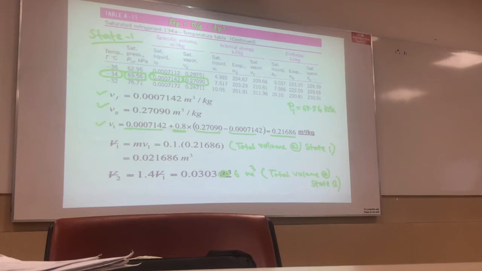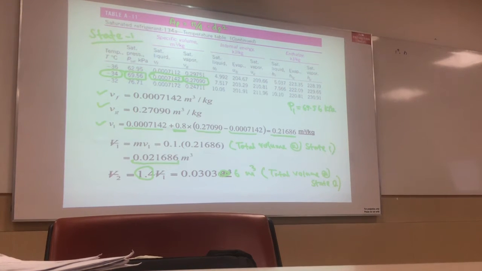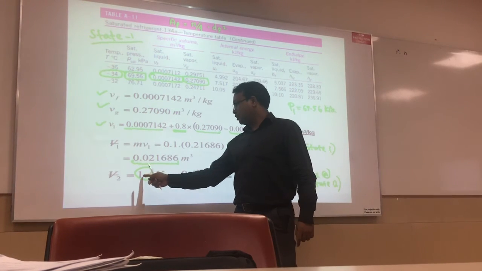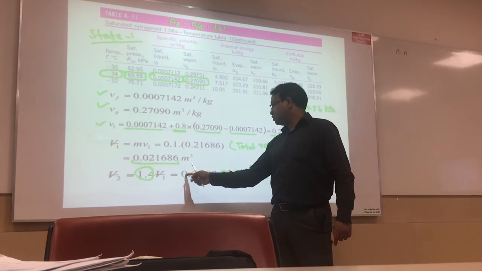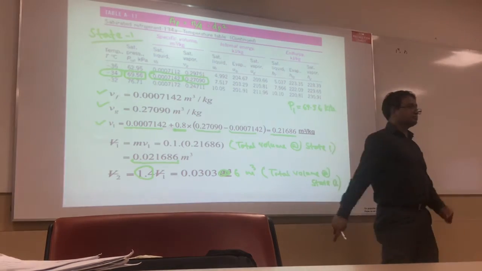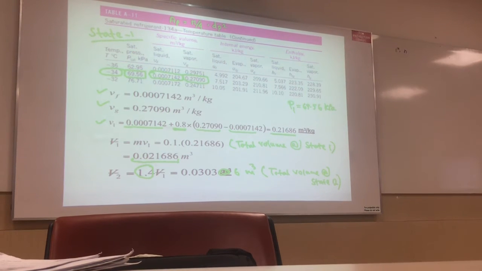Okay, you just multiply this one with 1.4. This one, P1 times 1.4, then you can find 0.03036 meter cube. Just multiply. Okay, then I know V1, I know V2, I know delta V, so I can find delta L.